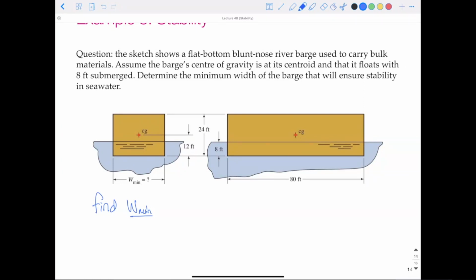Right. It is in the center of the area of the submerged volume. So the submerged volume is rectangular. It's 8 feet deep, so it's going to be halfway down. So it's going to be at 4 feet deep.